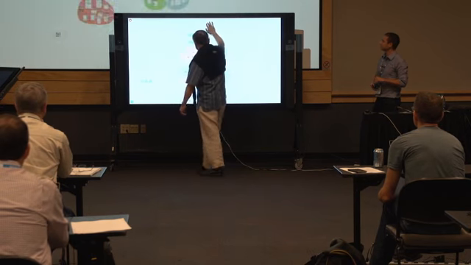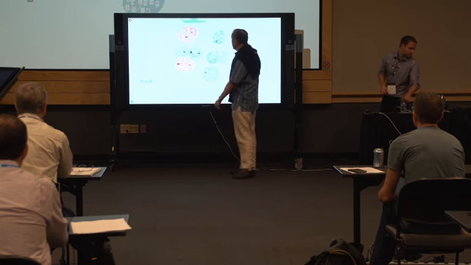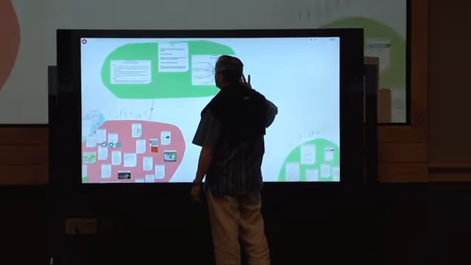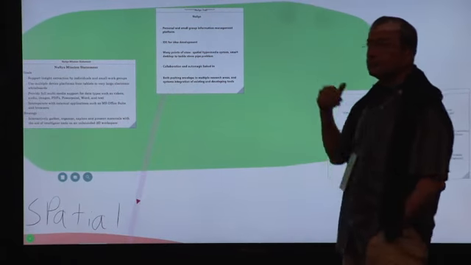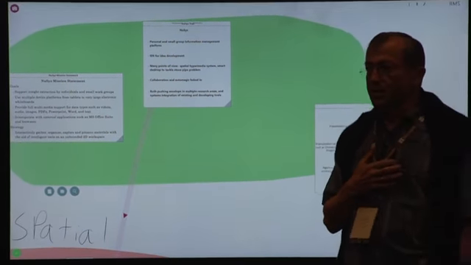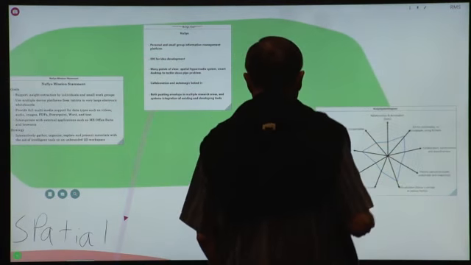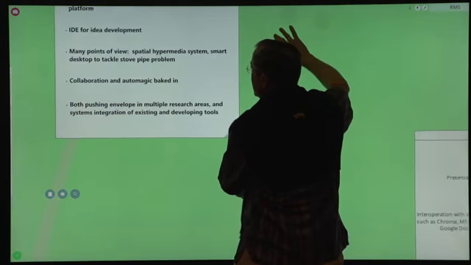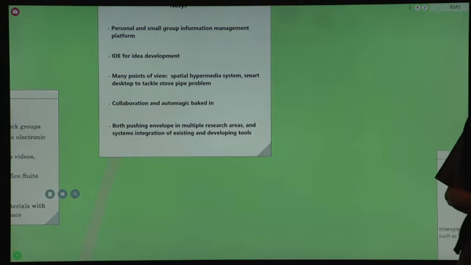What we have is the typical ZUI large unbounded workspace. In there, we can do a variety of manipulations that he'll show you. What we're really after is to support small work groups as well as individuals in their ideation, in their information gathering, organizing, and presenting. So we think of it as an IDE for idea development. It is a spatial hypermedia system.